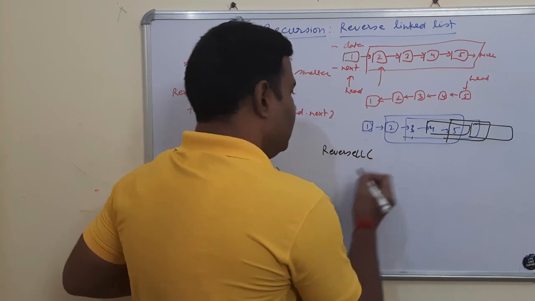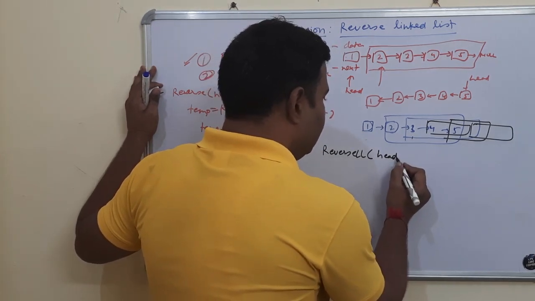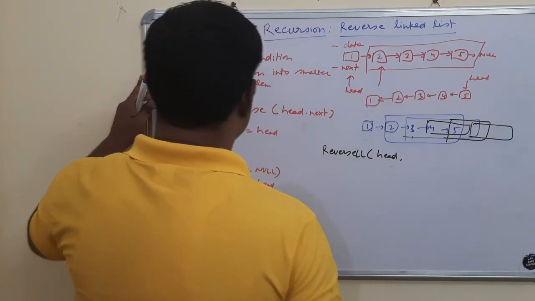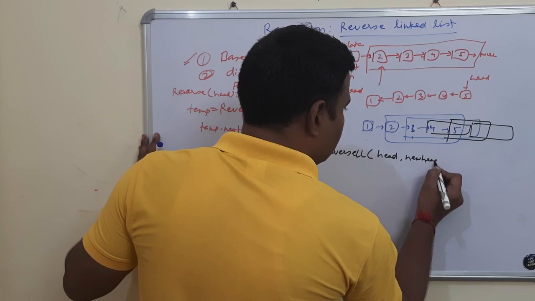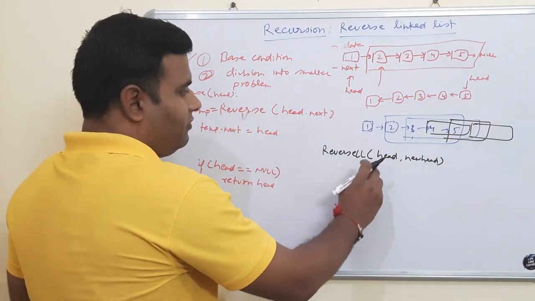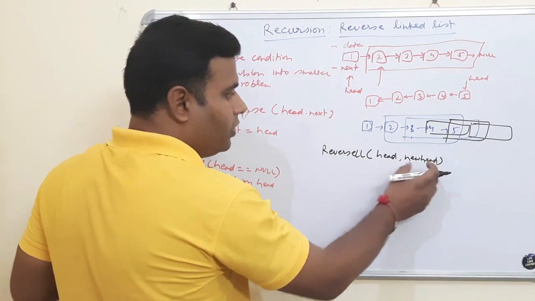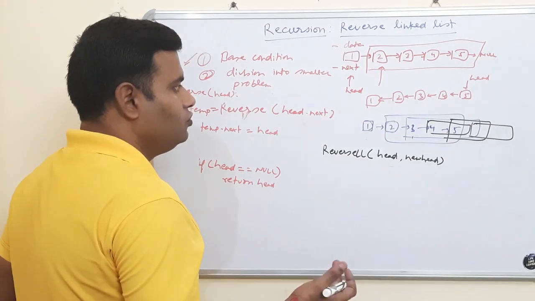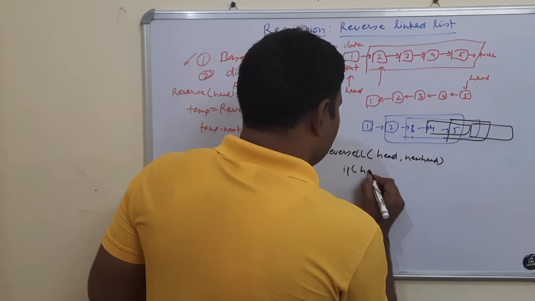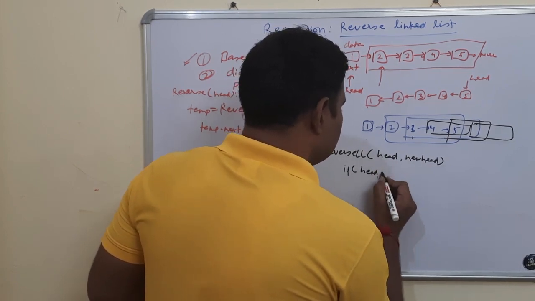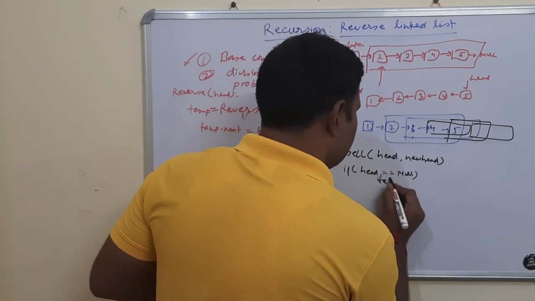Reverse linked list. You are given a head, and let's take new head. It will take a head pointer and return a new head pointer or reference, whichever the language you choose. So now if you write the base condition: if head is equal to null, then return.